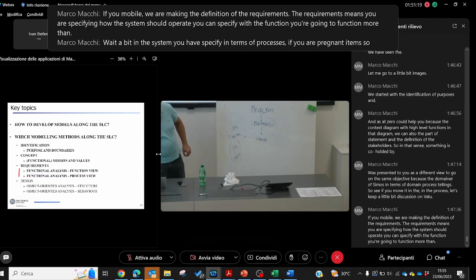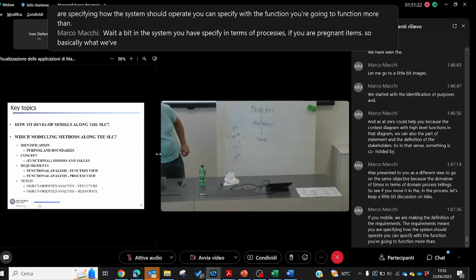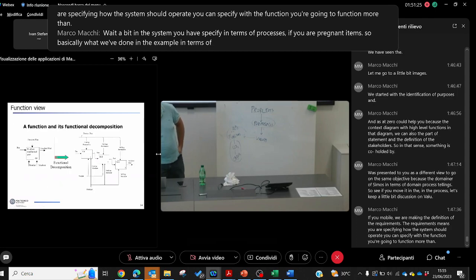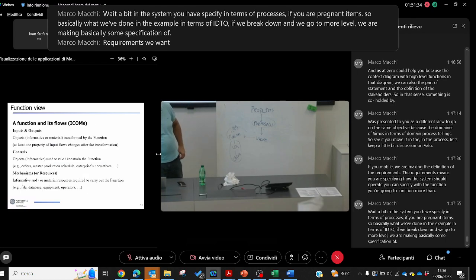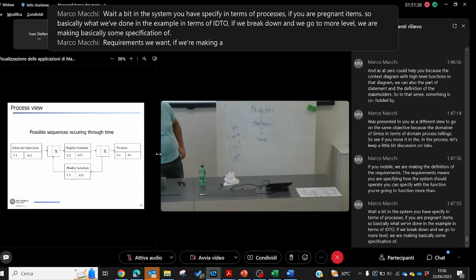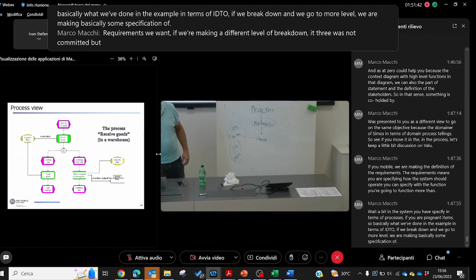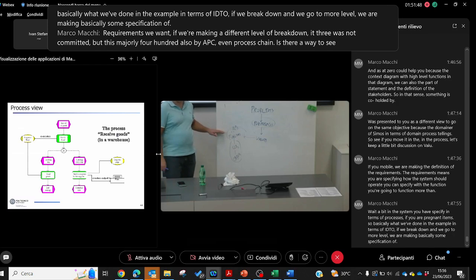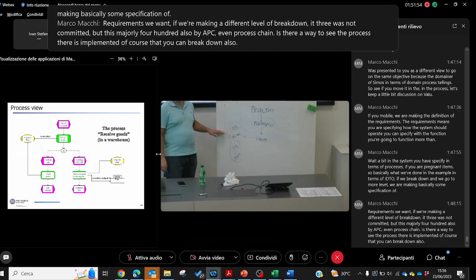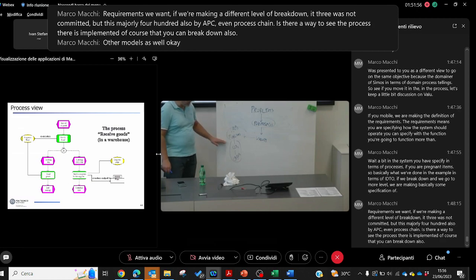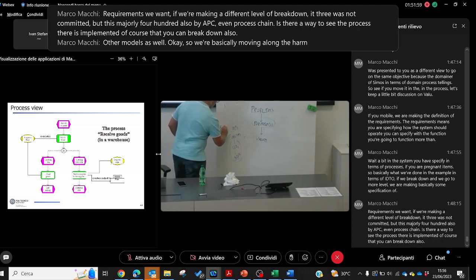So basically what we've done in the example in terms of IDEF0, if we break down and we go to more levels, we are making basically some specification of the operational requirements with more things. If we're making it at a different level of breakdown, IDEF3 was not commented on, but is majorly covered also by EPC, event process chain, a way to see the process that is implemented. Of course, you can break down also this into other models as well. Okay, so we're basically moving along the how when we're fixing the requirement.